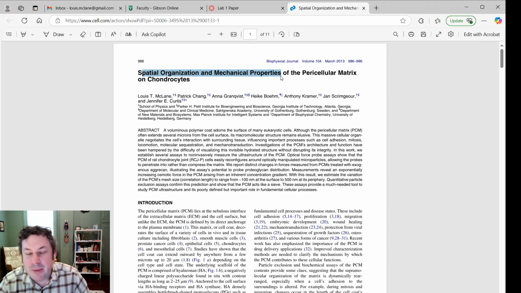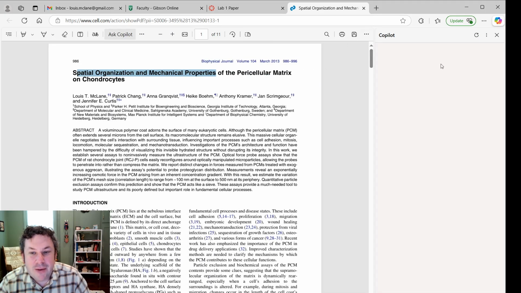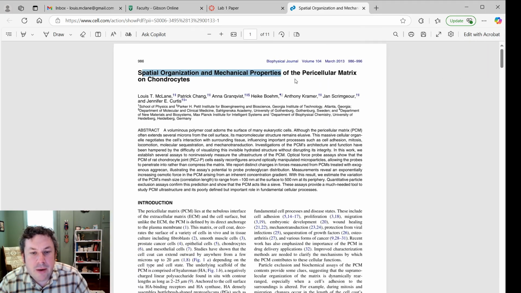That's the physics part. I'm in biophysics. And then the paracellular matrix of chondrocytes, that's the biology, right? So it's biophysics. I didn't think about that ahead of time. It's a great title for this to explain what my field is.